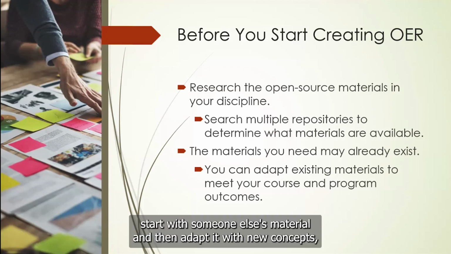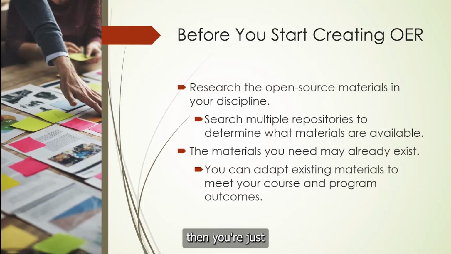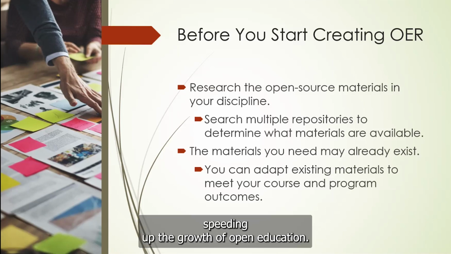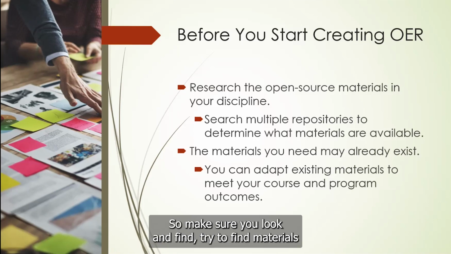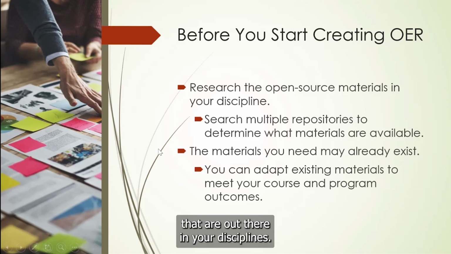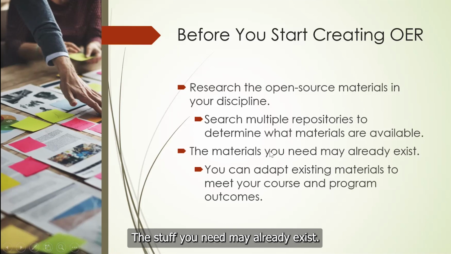But if you start with someone else's material and then adapt it with new concepts, then you're just speeding up the growth of open education. So it's great to use someone else's stuff and build from that. Make sure you look and try to find materials that are out there in your disciplines. The stuff you need may already exist. It just might be kind of hard to find.